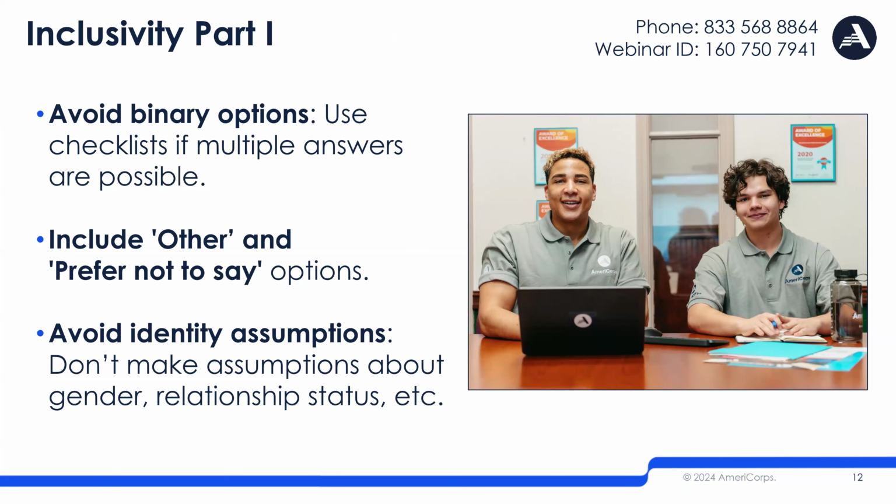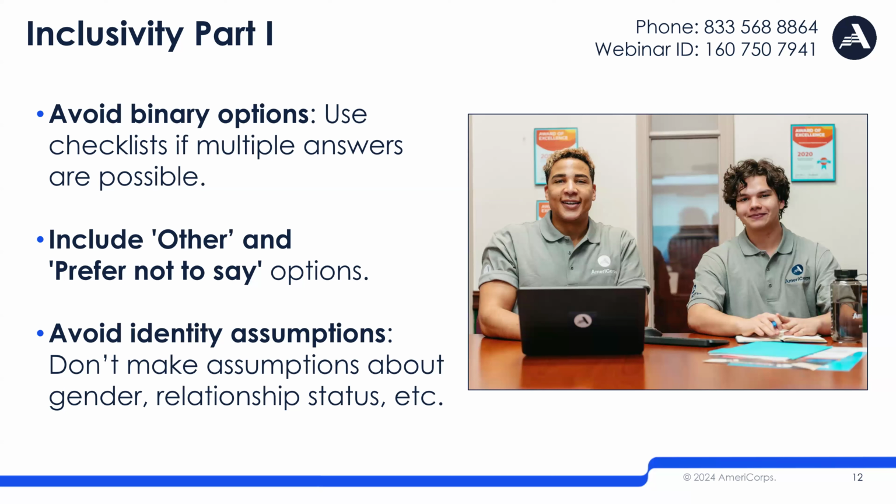Now let's take a look at some specific inclusivity guidelines. Avoid making questions binary or forced choice, multiple choice, if more than one answer might apply. Instead, you could use a checklist format so respondents can choose multiple options if needed. That might be a little more difficult to analyze, but it could be worth the trade-off depending on the question.